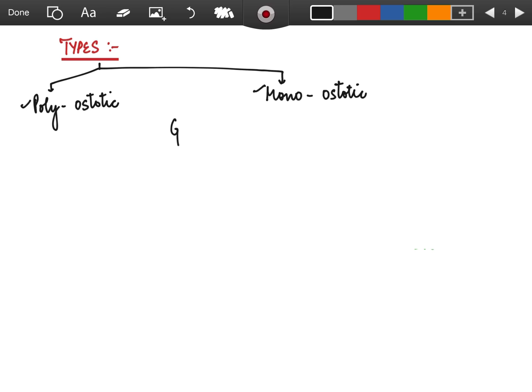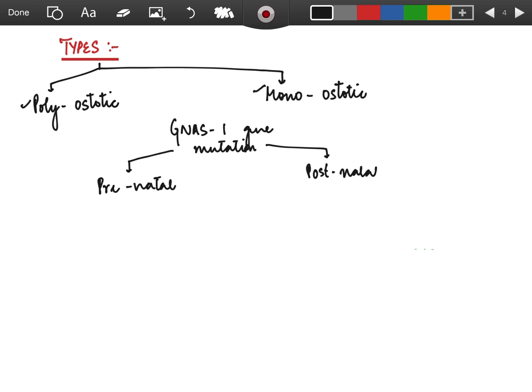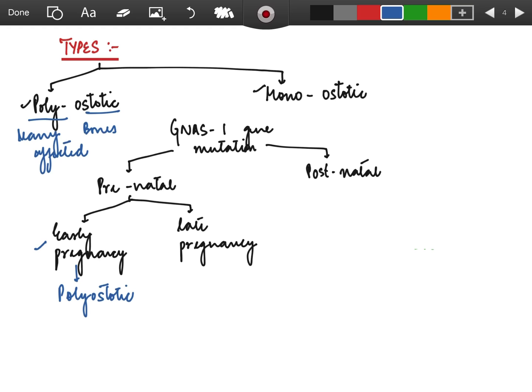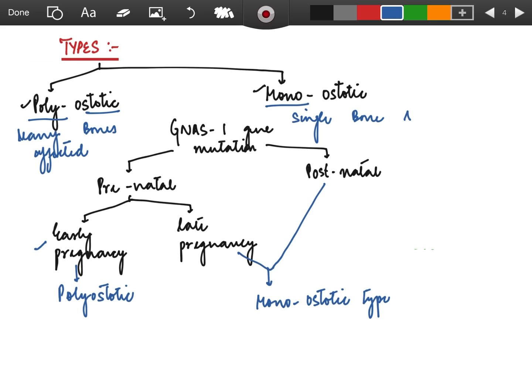Now the types of fibrous dysplasia: polyostotic and monostotic. The mutation in the GNAS1 gene may occur prenatally or postnatally. Prenatal mutation can occur in early pregnancy or late pregnancy. If the mutation occurs in early pregnancy, when the primordia are condensed, there is a mutation in the pluripotent stem cells and many bones are affected, which we call the polyostotic type. Late in pregnancy and postnatally, the monostotic type forms, where a single bone is affected by fibrous dysplasia.